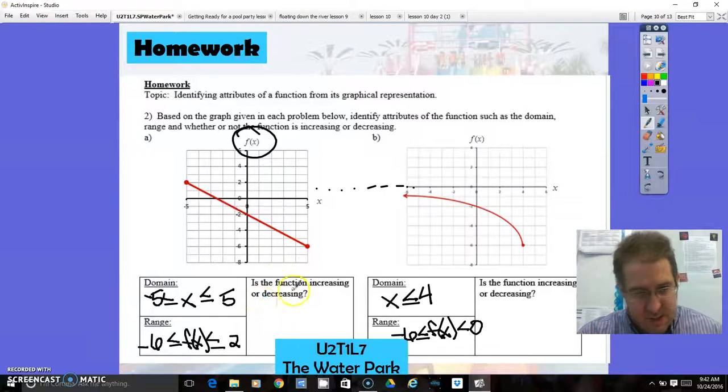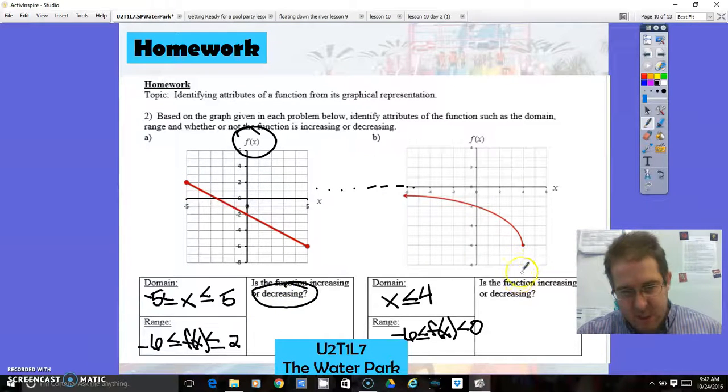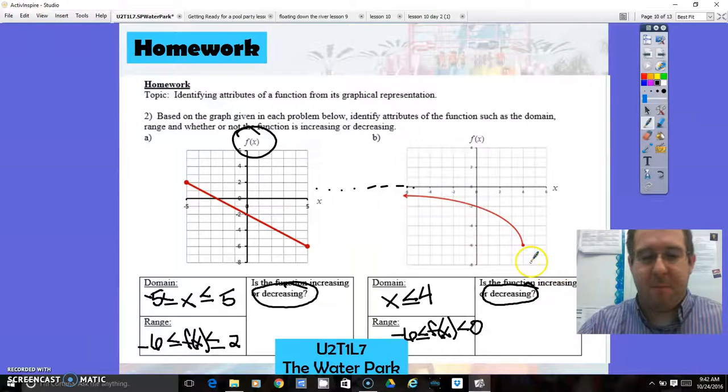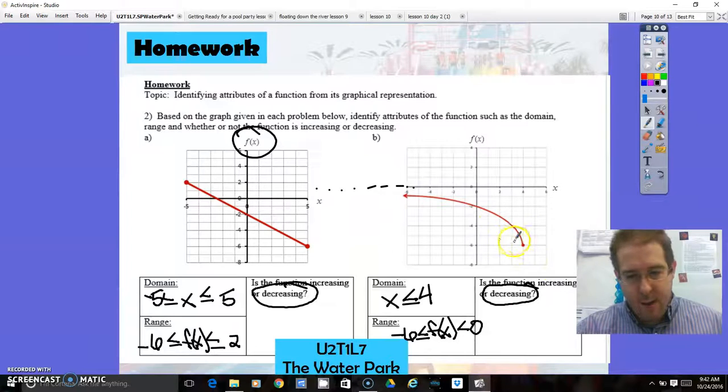Is this function increasing or decreasing? This function is decreasing. This function is also decreasing. You always look at a function from left to right. I know you're thinking that it starts here and it goes up.